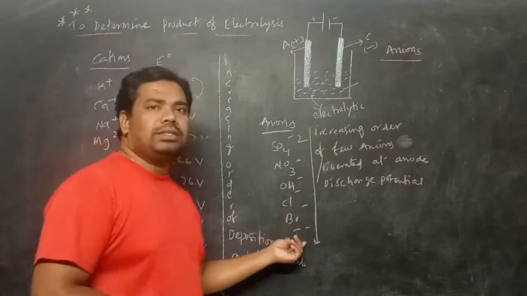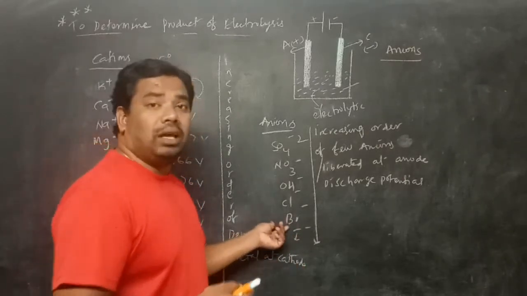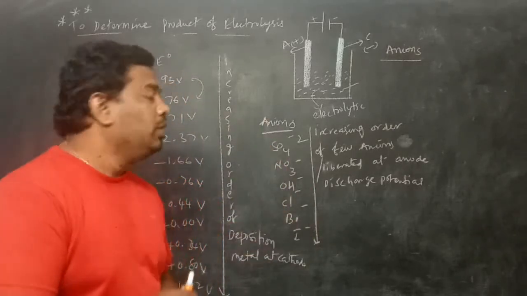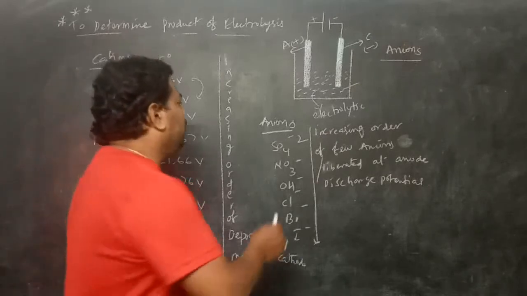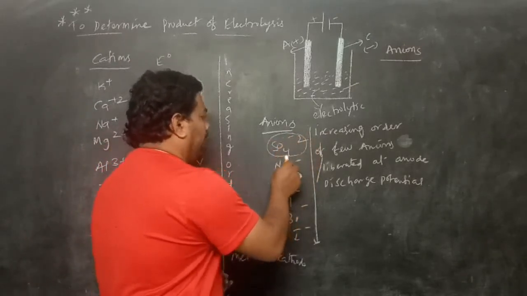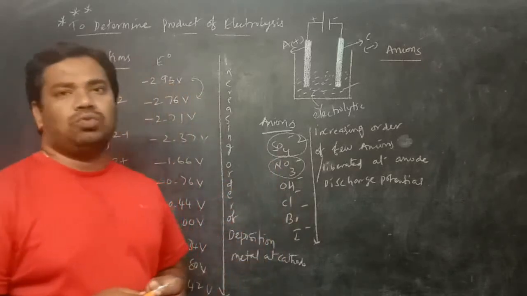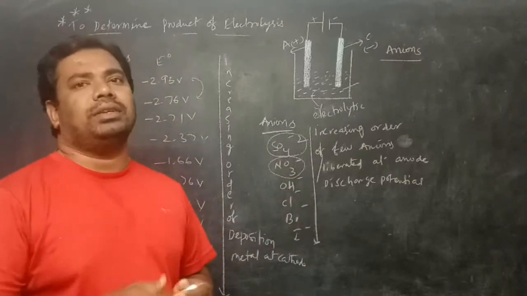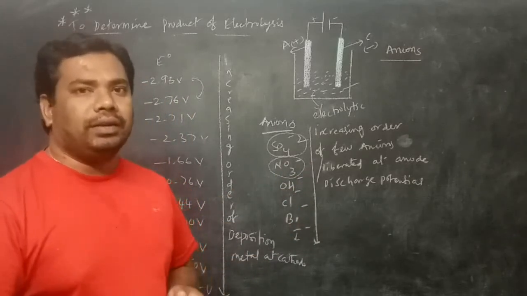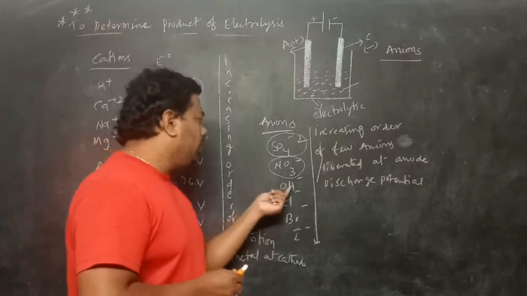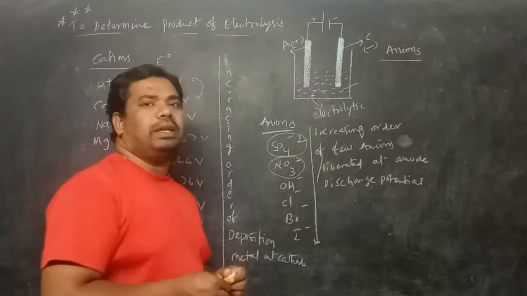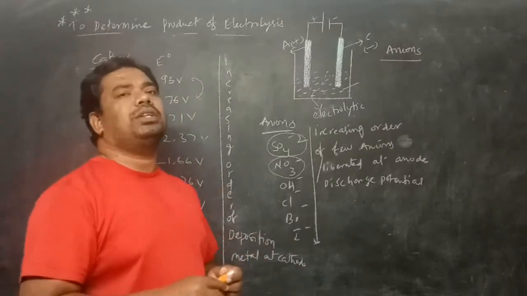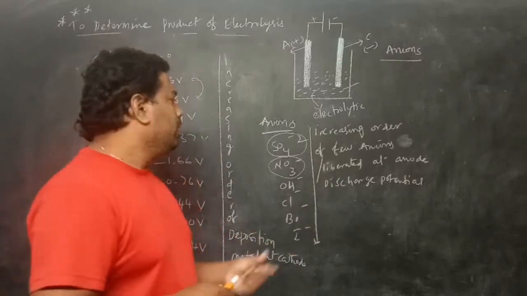So I- is more easily discharged than Br-, than Cl-, than OH-, than NO3- and SO4 2-. Remember, students, anions like NO3- and SO4 2- are not easily discharged, which means these anions cannot be liberated at the anode. That is very important. So only these four anions, OH-, Cl-, Br- and I-, will be discharged or liberated at the anode. This is very, very important.